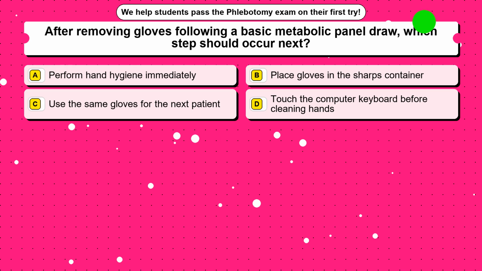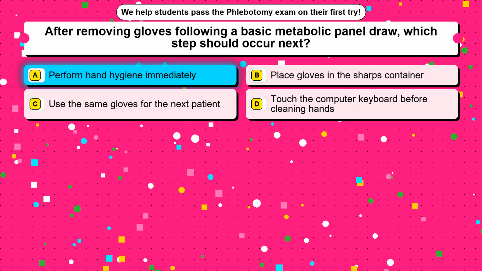Question 8. After removing gloves following a basic metabolic panel draw, which step should occur next? Option A. Perform hand hygiene immediately. Option B. Place gloves in the sharps container. Option C. Use the same gloves for the next patient. Option D. Touch the computer keyboard before cleaning hands. The correct answer is option A.